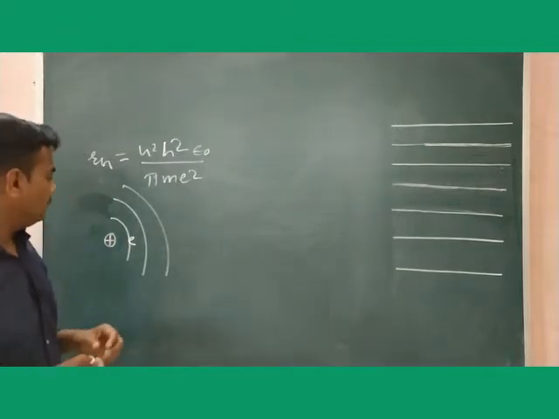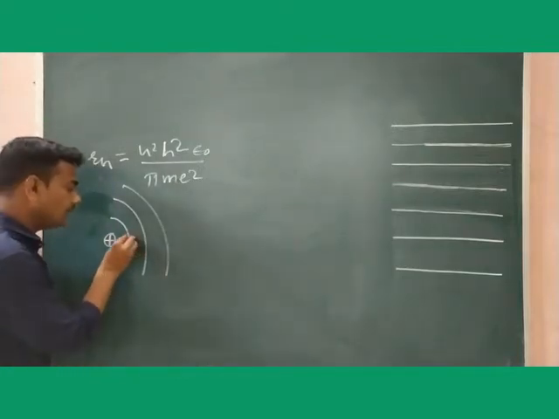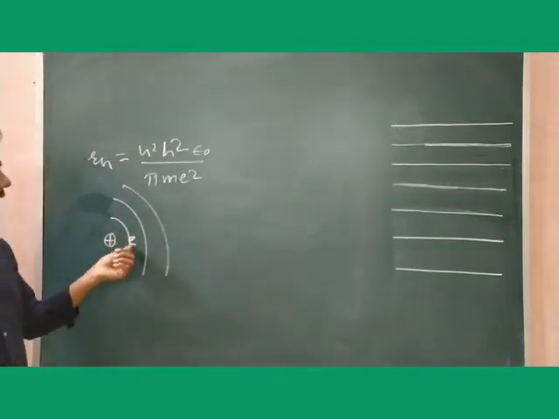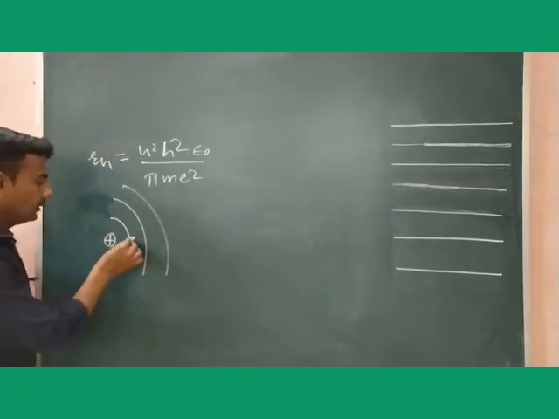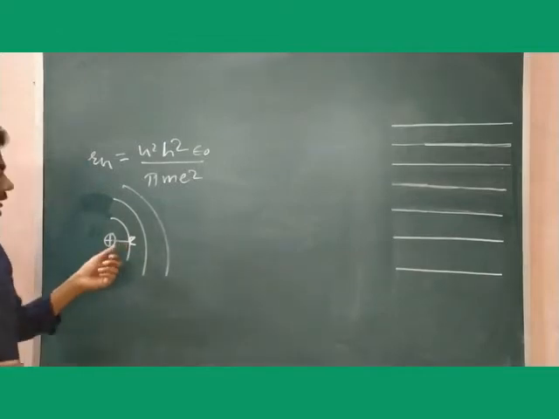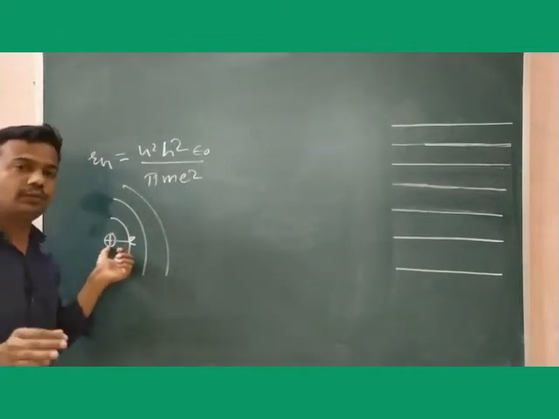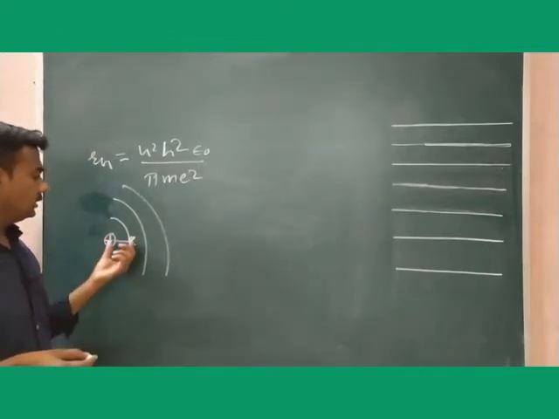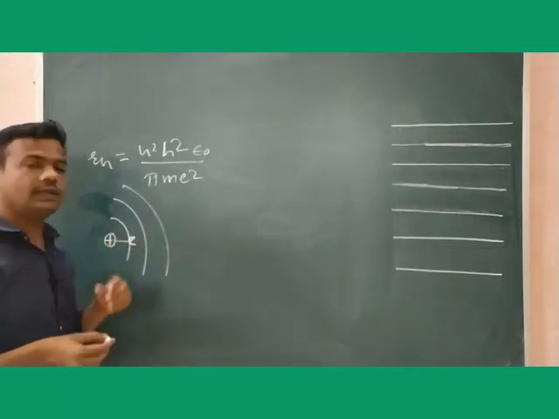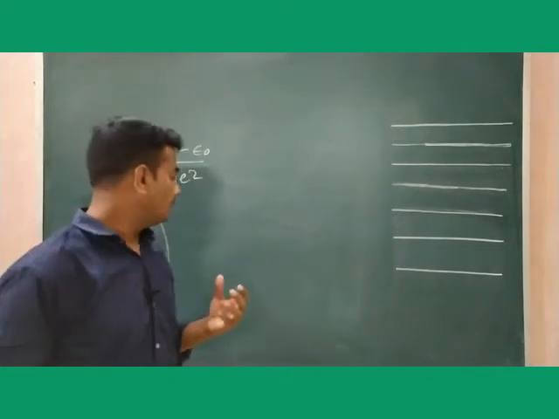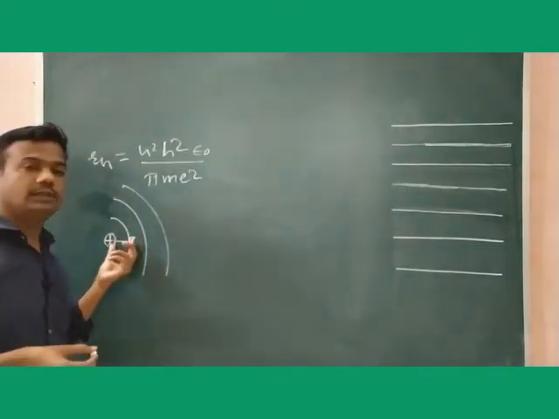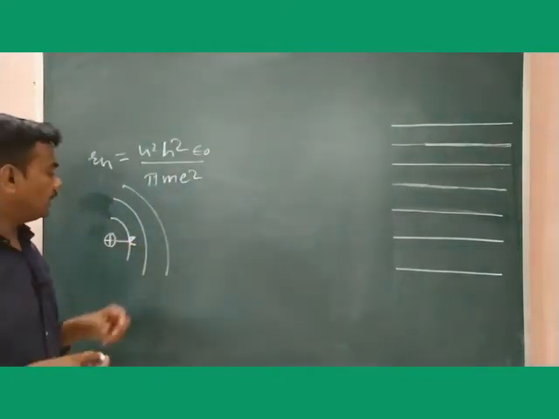Suppose this is a charged particle which is revolving in the first orbit. It has a negative charge, and the nucleus contains one proton, which has a positive charge. So that's why this electron has some potential energy, due to its charge.